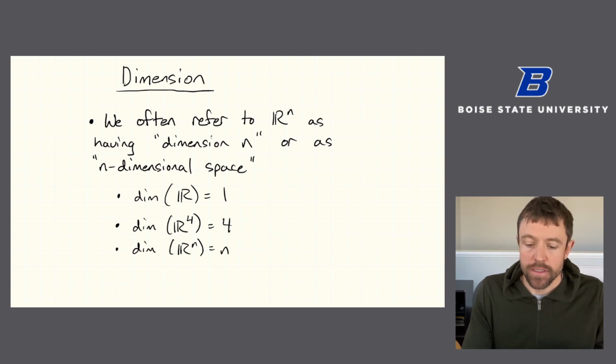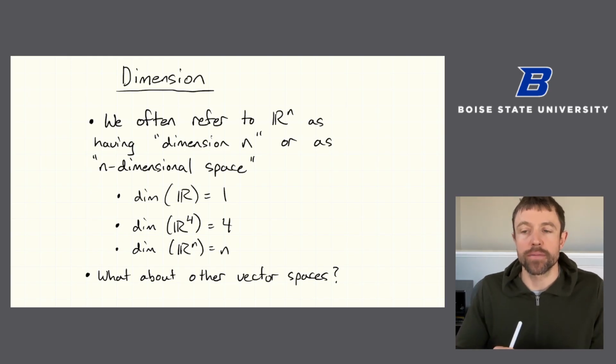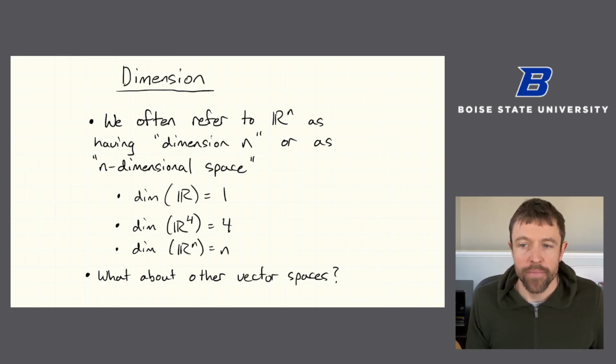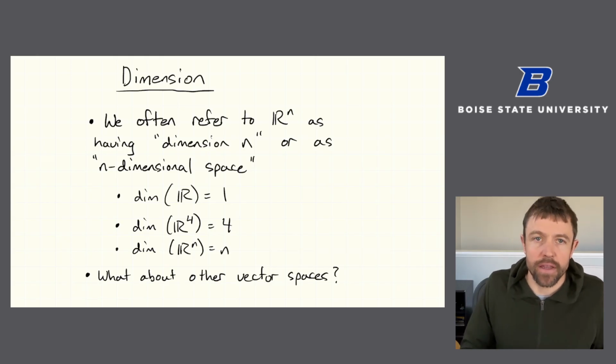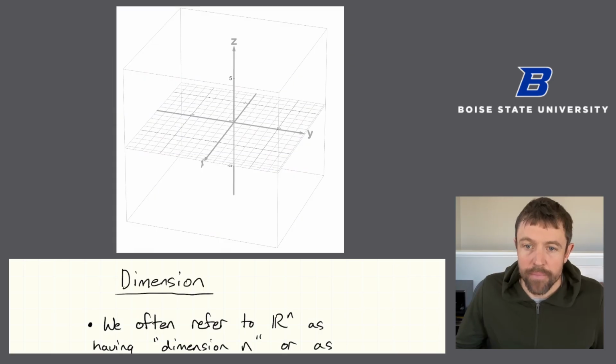My question is, what about other vector spaces? If we're dealing with a vector space that's not Rn, so either a subspace of Rn or maybe some other vector space, like maybe those polynomial spaces we've looked at, what does it mean for that to have a dimension? Or is that a thing we should even think about? And I want to motivate why this is a reasonable thing to look at.